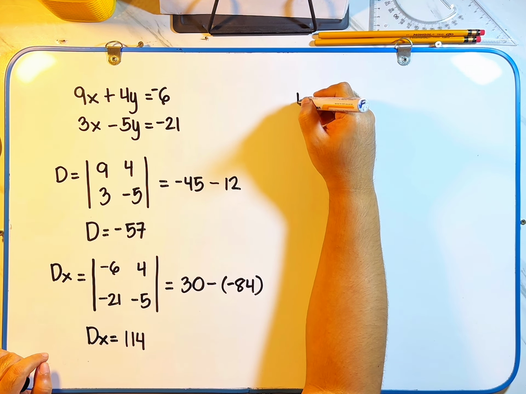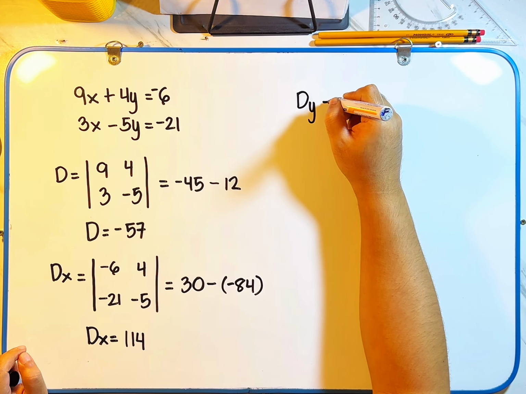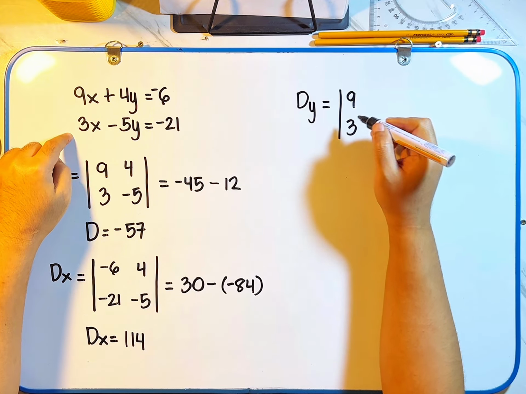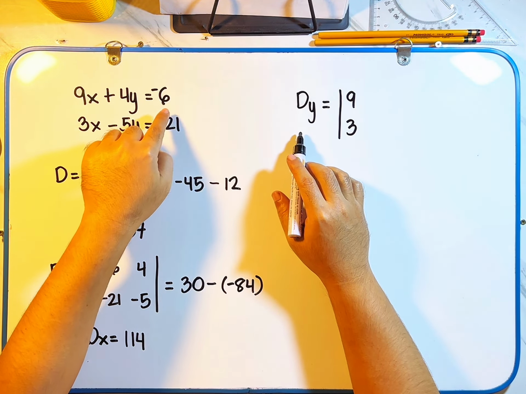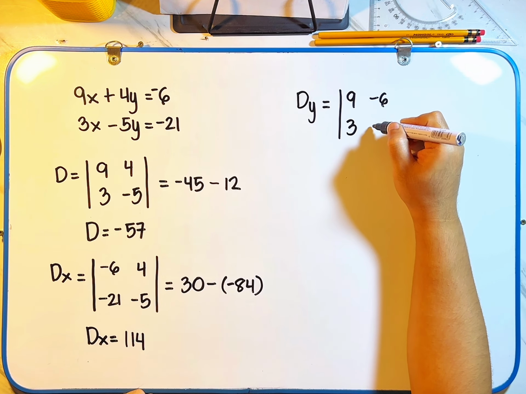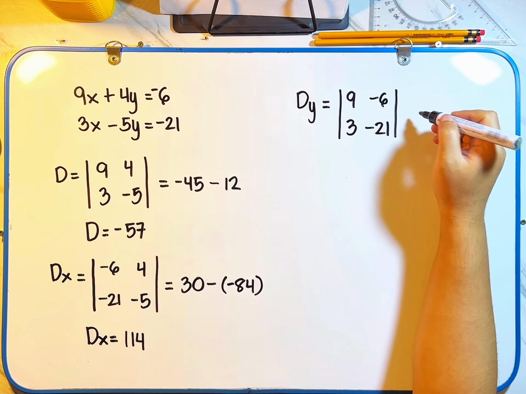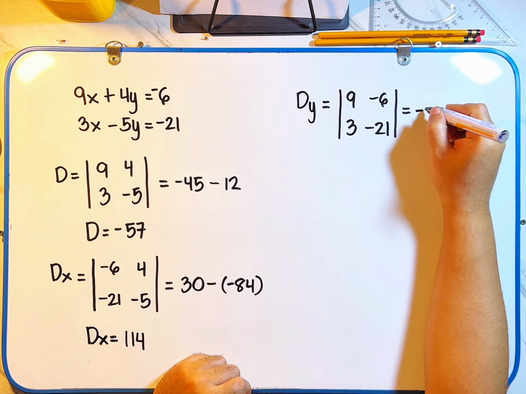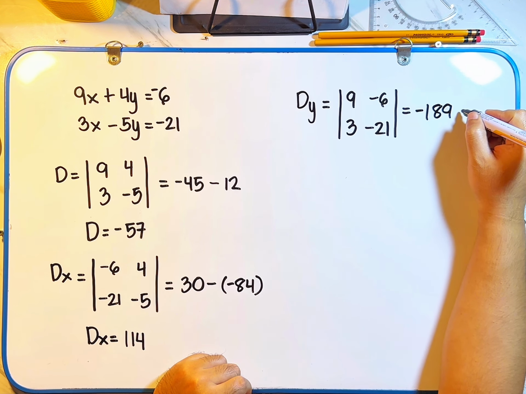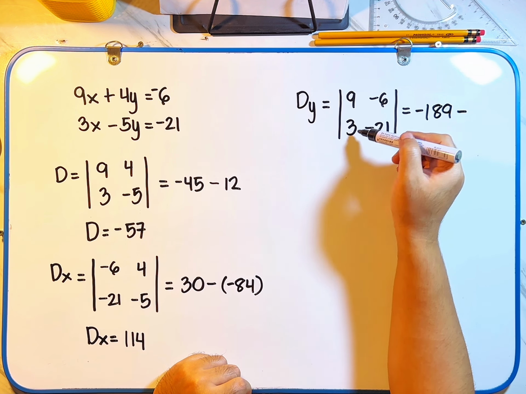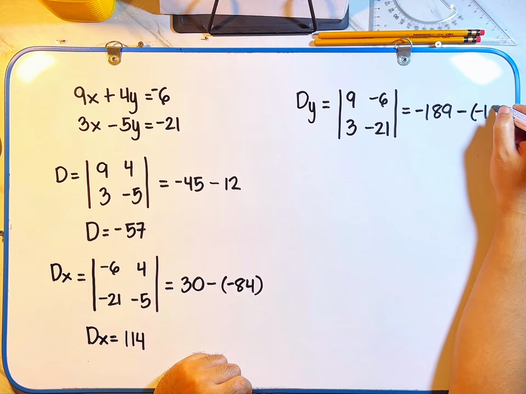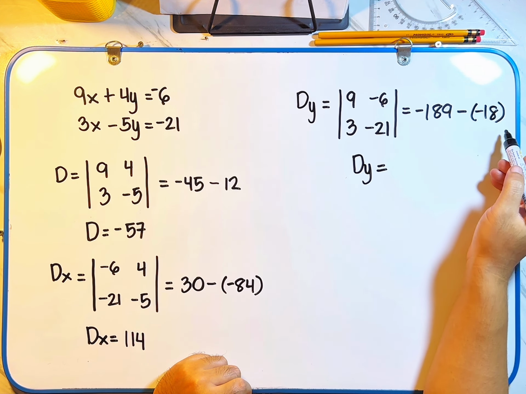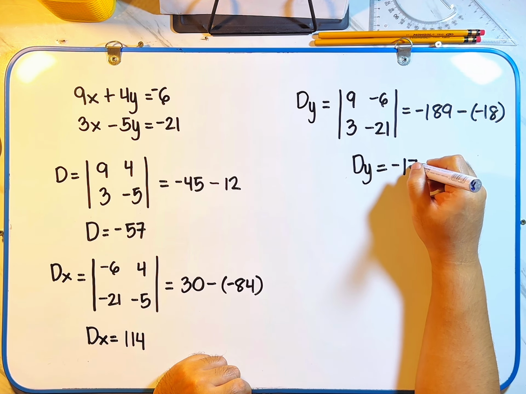Next, let's go to Dy. For Dy, 9 and 3 for the first column, and the coefficients of y, we will replace them with negative 6 and negative 21. Apply the basket method. Negative 21 times 9, that's negative 189. And then minus negative 6 times 3, that's negative 18. Calculate this expression, you will get negative 171.